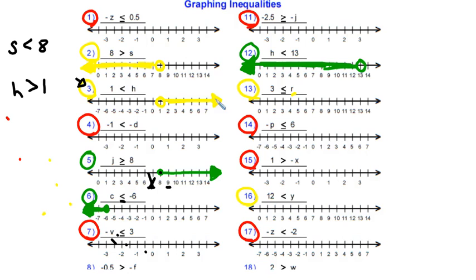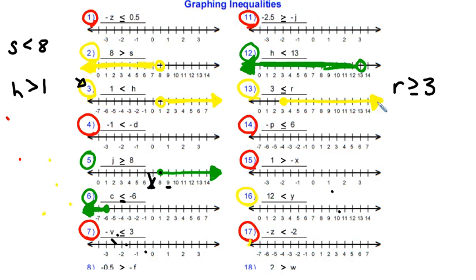Okay, let's try that again with 13. So 13 reads 3 is less than or equal to r. So what is r? Well, if 3 is less than or equal to r, then r must be greater than or equal to 3. In this case, r can equal 3, so we're going to have that closed circle. And it needs to be greater, so all of the ones to the right-hand side again.